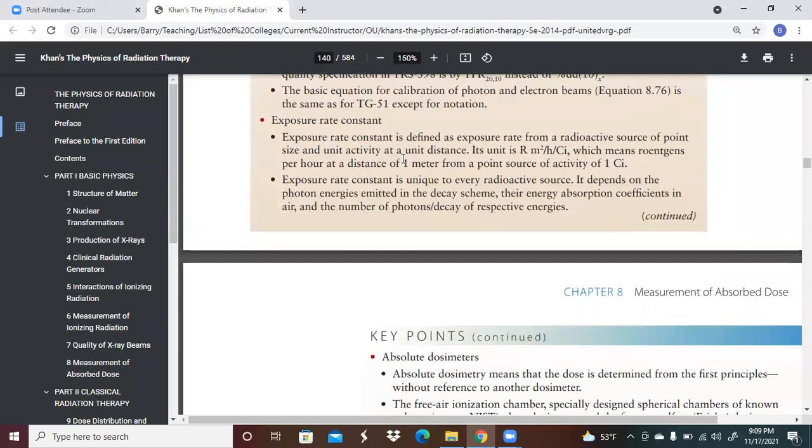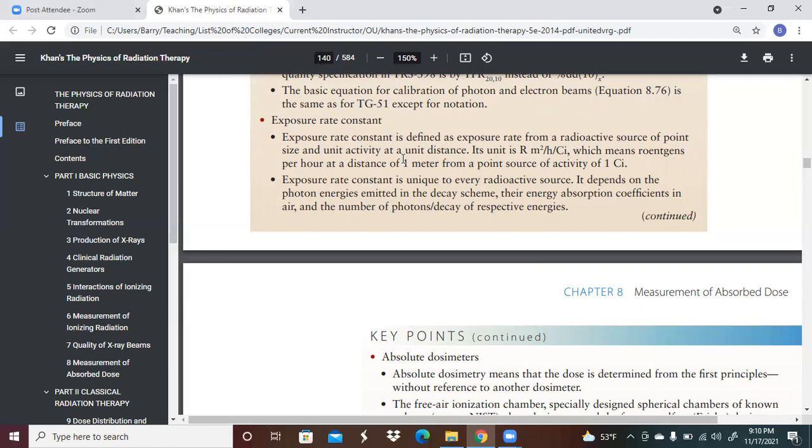Now, exposure rate constant. Exposure rate constant is defined as the exposure rate from a radioactive source of point size and unit activity at a unit distance. So the unit is going to be Roentgen squared meters divided by hours divided by Curie. What that's going to mean is Roentgens per hour at a distance of 1 meter from a point source of activity of 1 Curie.